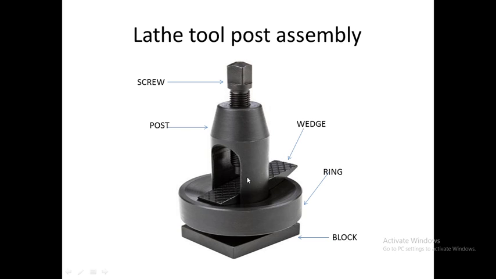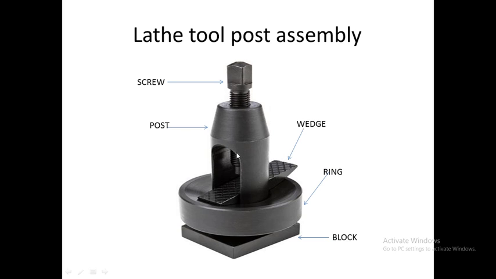Okay, first we will see the part. Third was the wedge. Fourth part is the post. It is cylindrical in shape. The vertical part, this part is nothing but the post. The lower half is completely cylindrical, that is from here to the bottom, whereas the upper part is tapered. The fifth part is the screw.